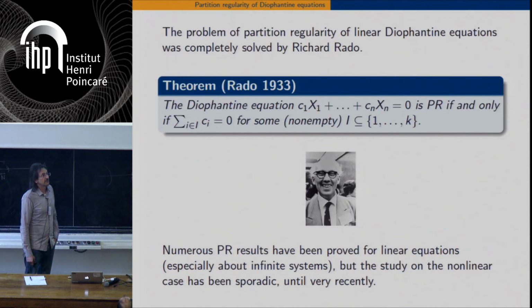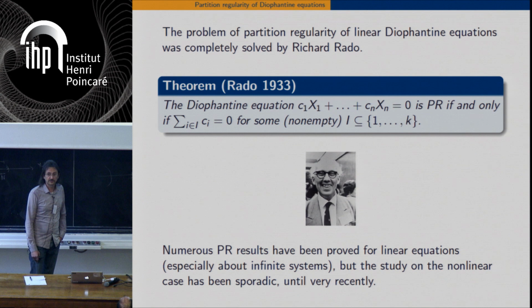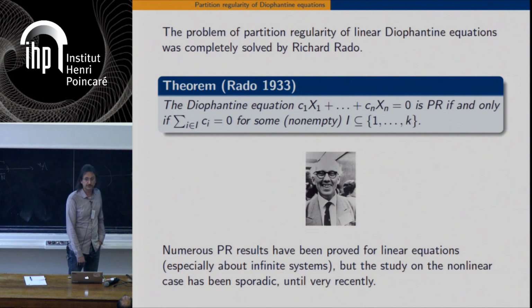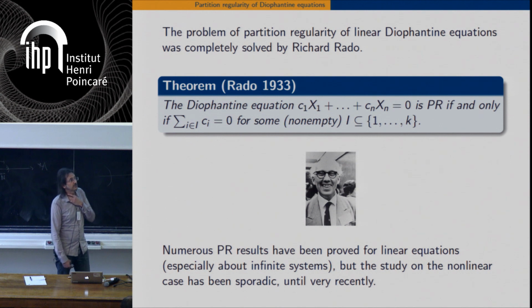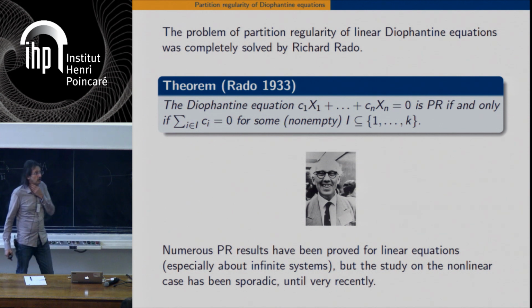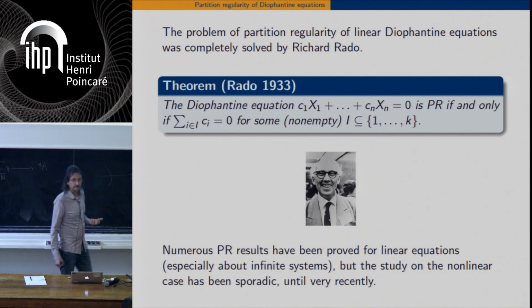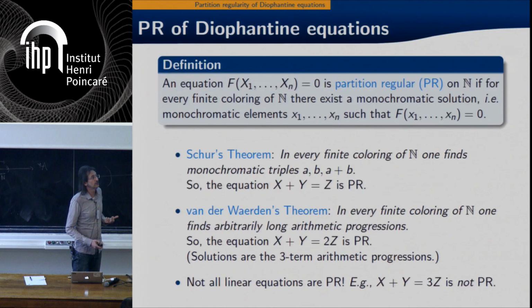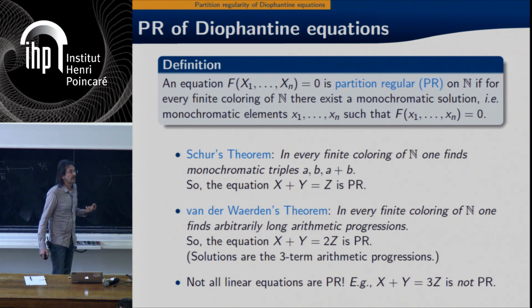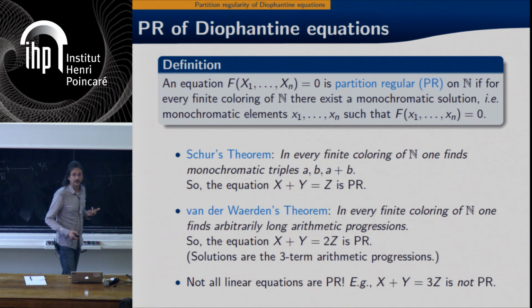And an important theorem of Rado gave a complete characterization in very simple terms. If you have a linear equation of the form sum of c_i x_i equals 0, it is partition regular if and only if a partial sum of the coefficients equals 0. So for instance, this is true for the Schur equation x plus y equal to z, but it's not true for x plus y equal to 3z.